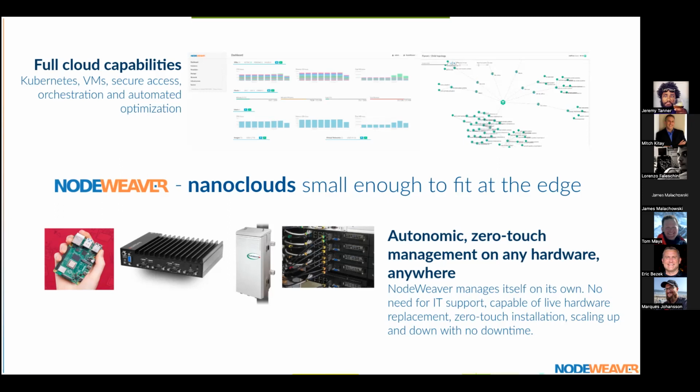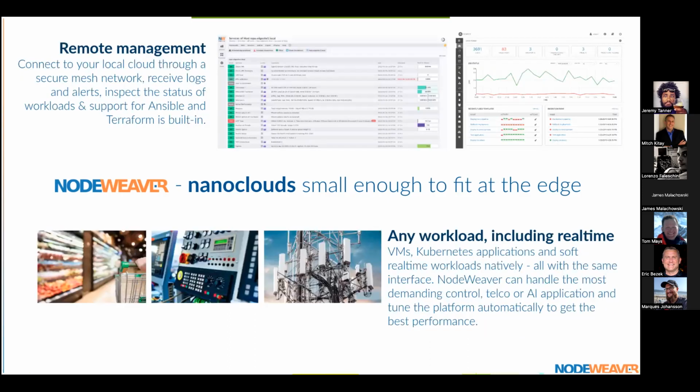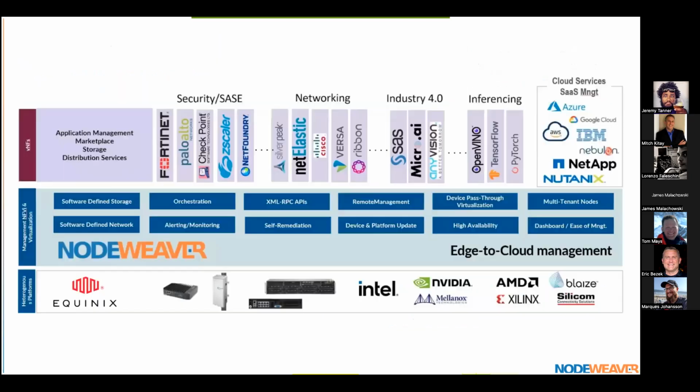This autonomic aspect, the zero touch and zero management aspect of Nodeweaver, is probably the most important differentiator compared to other solutions in the market. The system does have its own component called the autonomy engine that provides zero touch management for whatever kind of workload without requiring user intervention. We do provide remote management, and the ability to handle any kind of workloads, including real-time workloads, is very important for things like real-time packet processing or for industrial control.